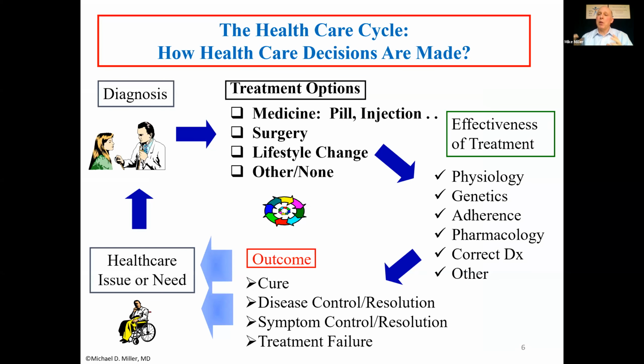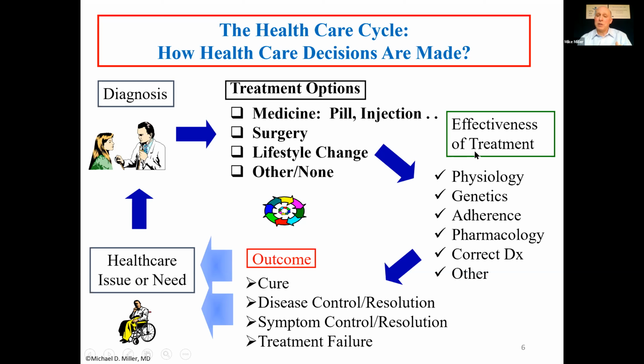Going from that big global perspective down to the very individual micro level, this is how healthcare decisions are made for the individual. This is an older slide I've used for years, so forgive the graphics, but some individual has some healthcare issue or need. They go get a diagnosis, and then there's a variety of treatment options available to them, in consultation with the clinicians. It can be medicine, surgery, lifestyle changes, or other things.